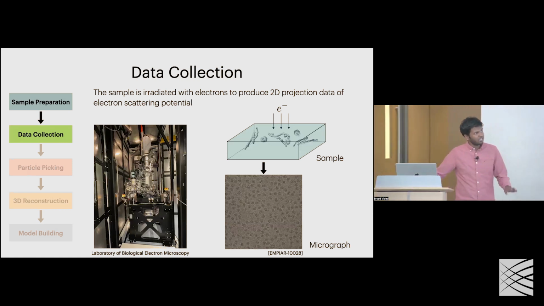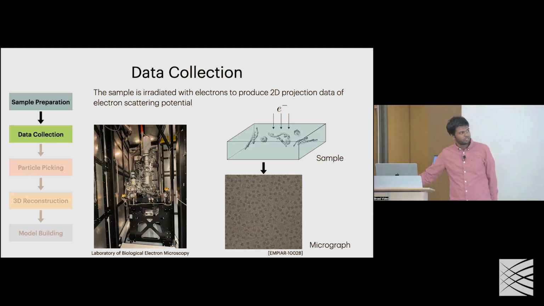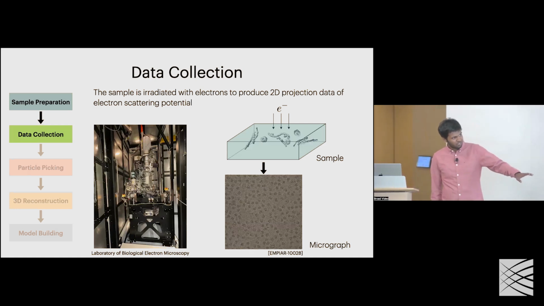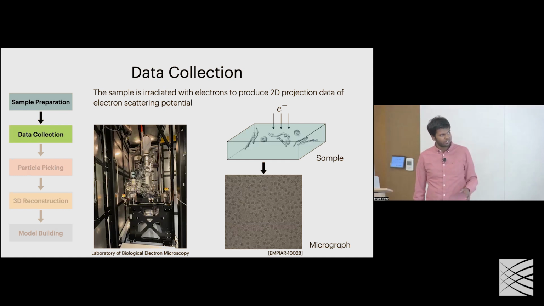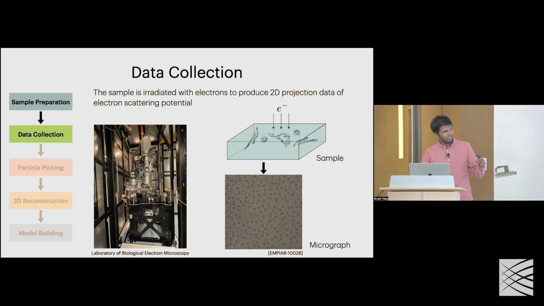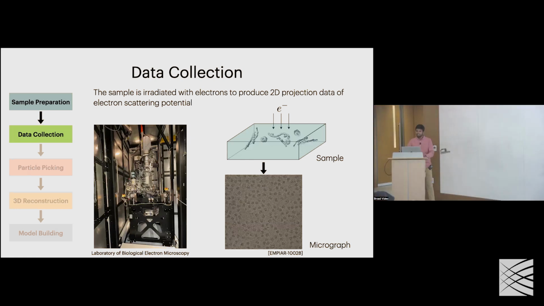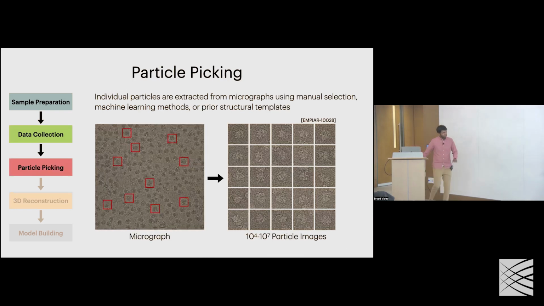So once we've gotten this sample, we can put it into an electron microscope, which looks like the thing on the left, and irradiate it with electrons. And so what the microscope gives us is a micrograph, or a collection of micrographs, which is a 2D projection of the electron scattering potential of the sample. The key idea is that you have water, and then you have these particles embedded within it. Due to differential scattering, you end up getting contrast in these images. In the micrograph, each one of those dark spots you see is one individual molecule of the protein.